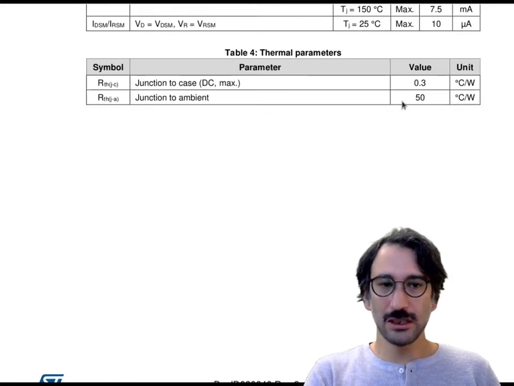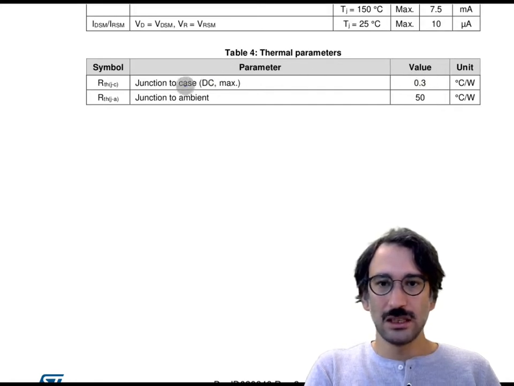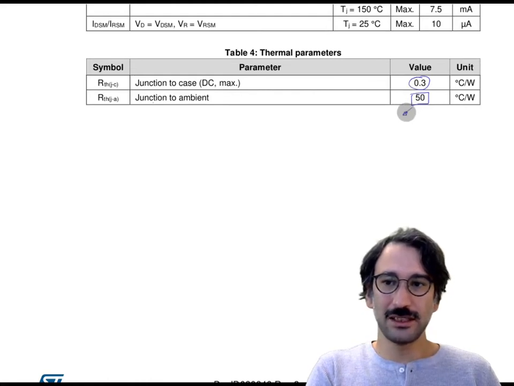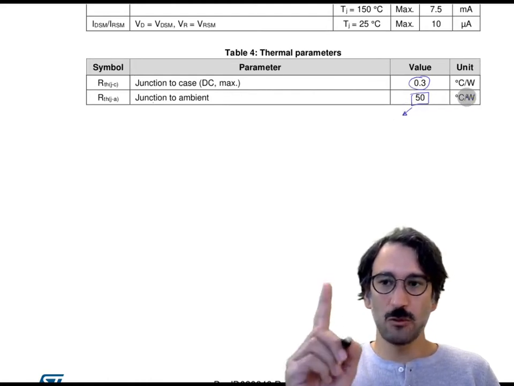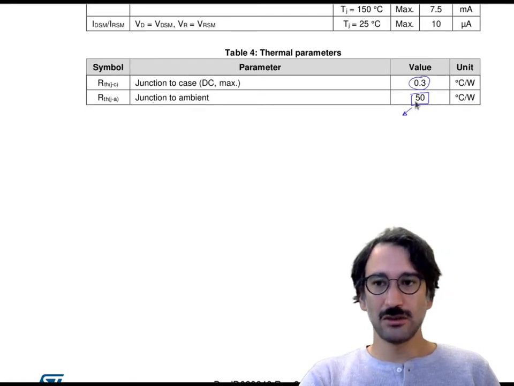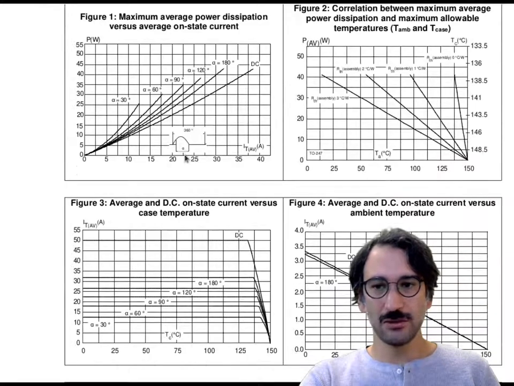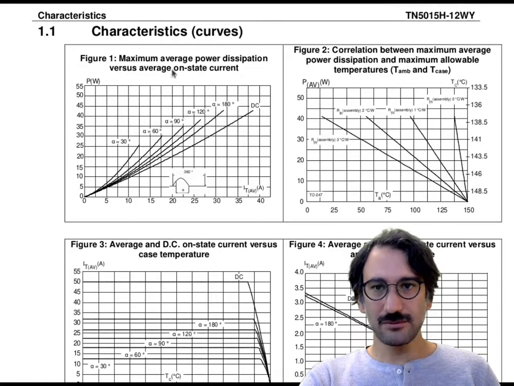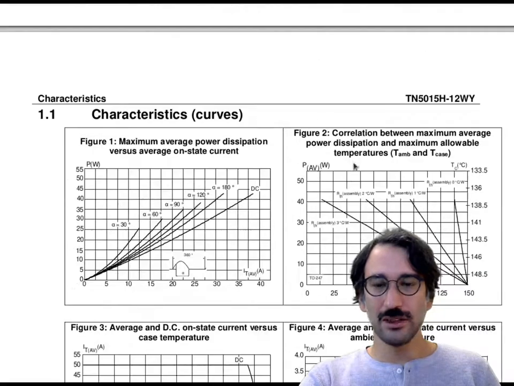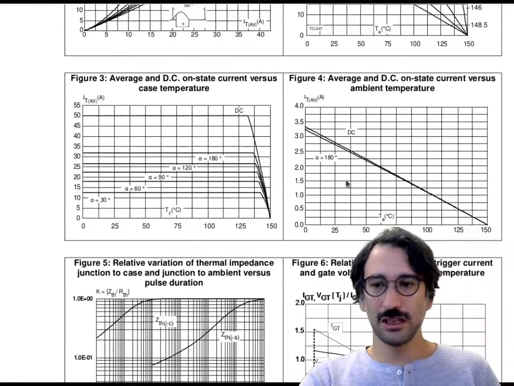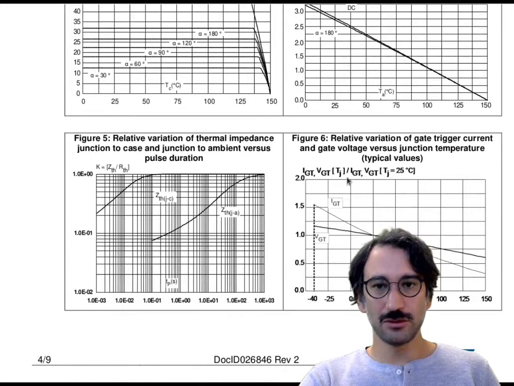We will also talk about the thermal design, but there is a junction to case thermal resistance of 0.3 Celsius per watt, and junction to ambient of 50 Celsius per watt. Again, this is without any heatsink. So if you dissipate 1 watt of energy, it will cause 50 Celsius of temperature rise. Here you can see more detailed information about the power dissipation curves, average. Most of the time, the first couple of pages will be enough for choosing a device.